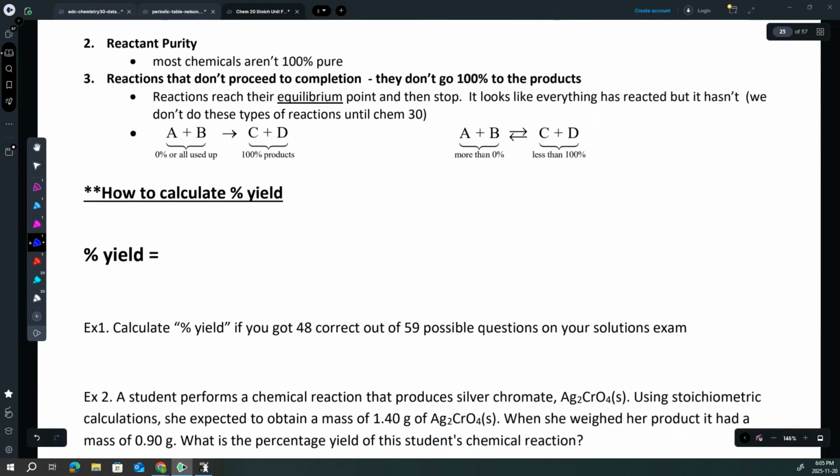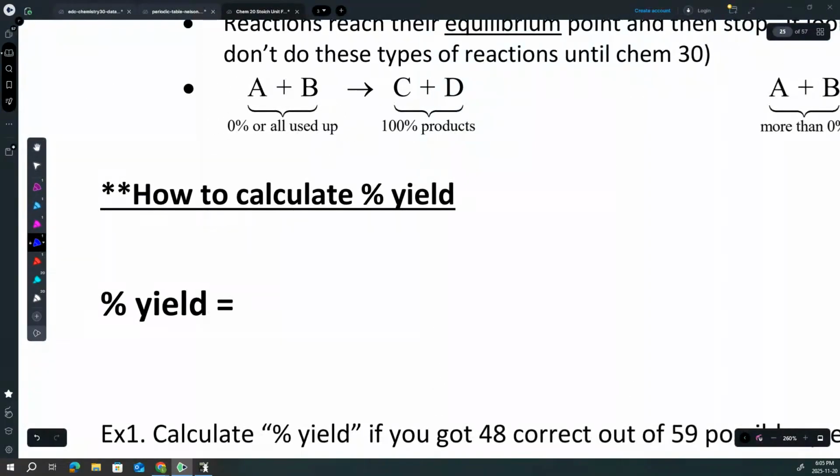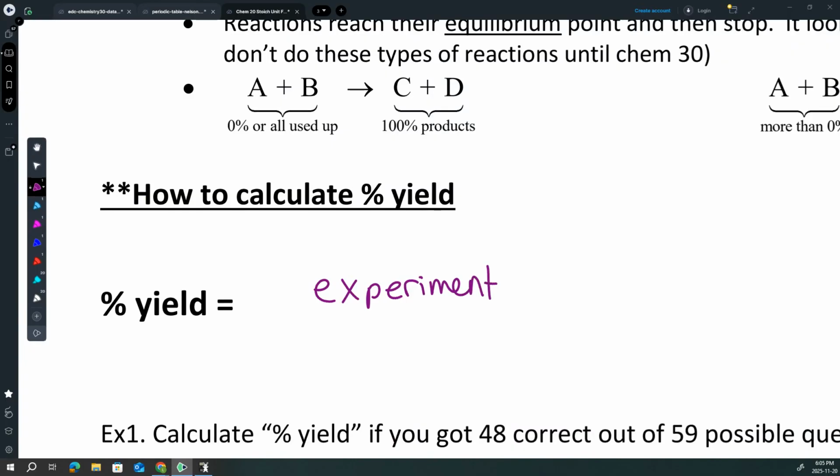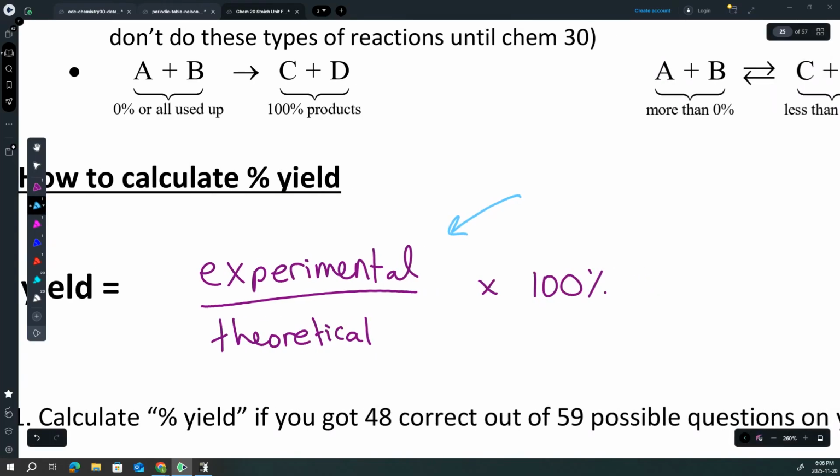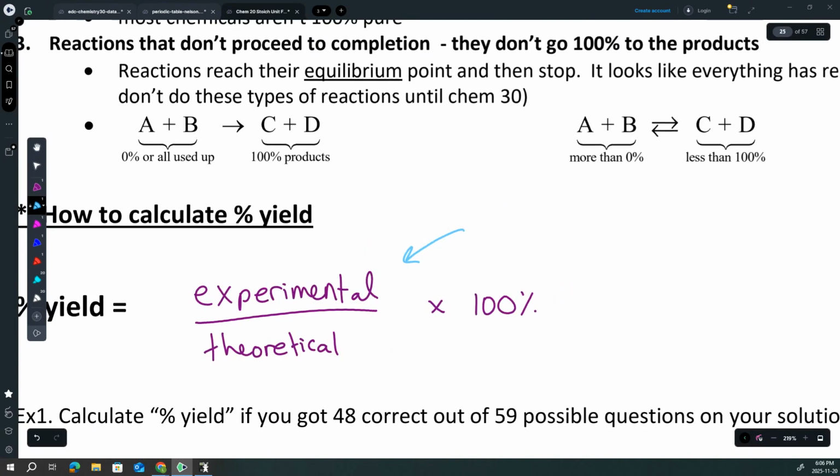All right, now how do we calculate percent yield? Percent yield is going to be equal to the experimental value divided by your theoretical value. And because it's a percent, we've got to times it by 100. Experimental is the mass of the product that you actually got in the lab.